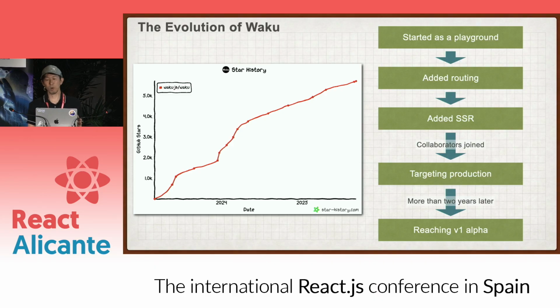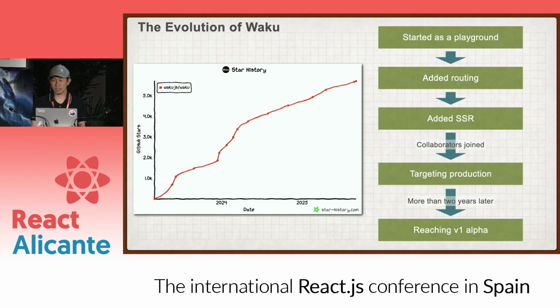I started developing Waku in March 2023. This chart shows the GitHub star history, and you can also see some major events on the right. It wasn't a framework at first. It was more like a playground. I didn't know what was required to be a framework.